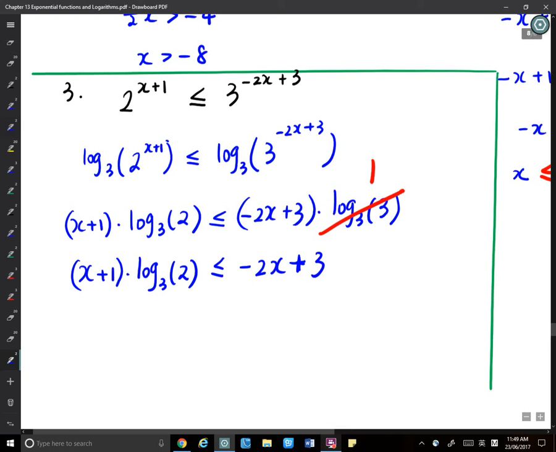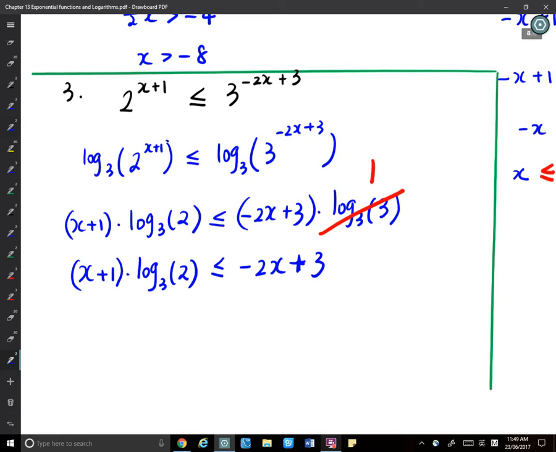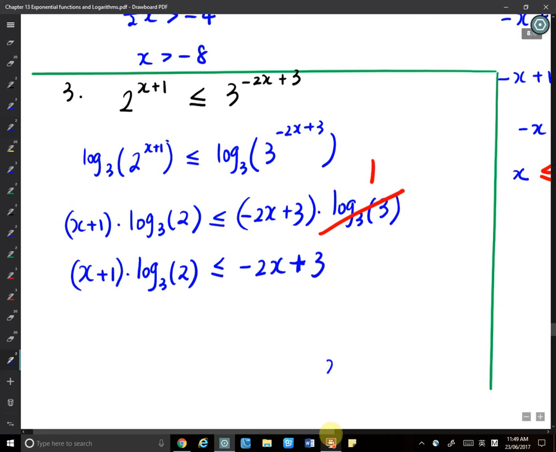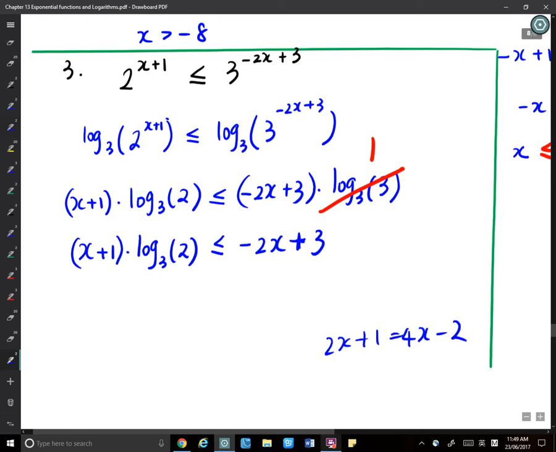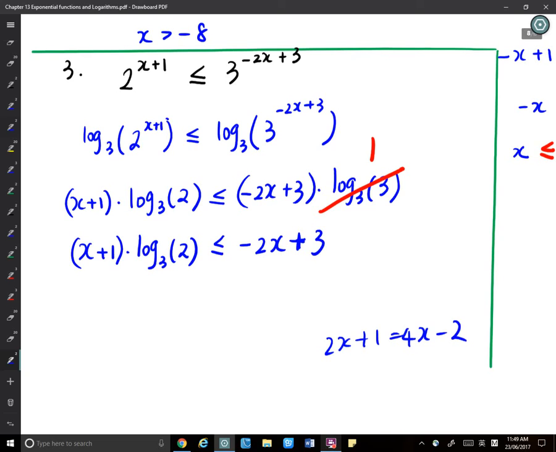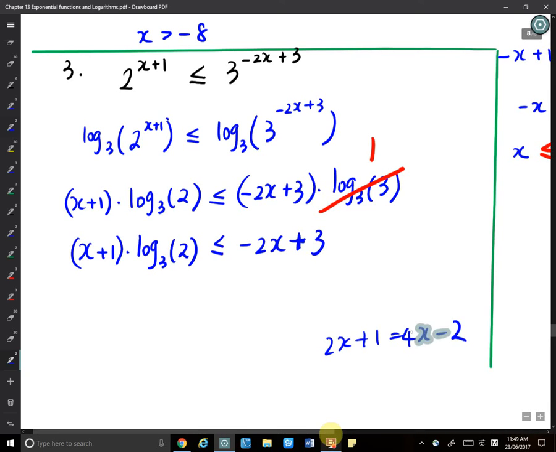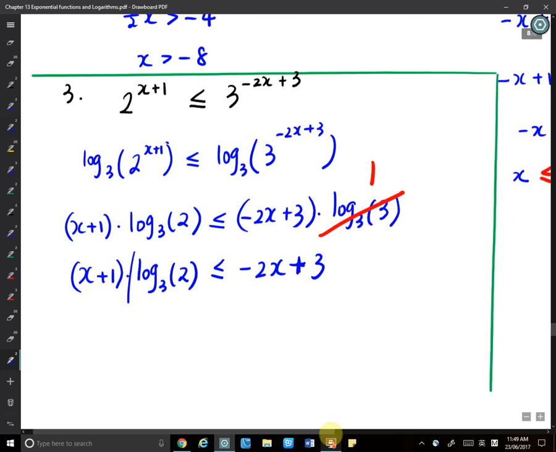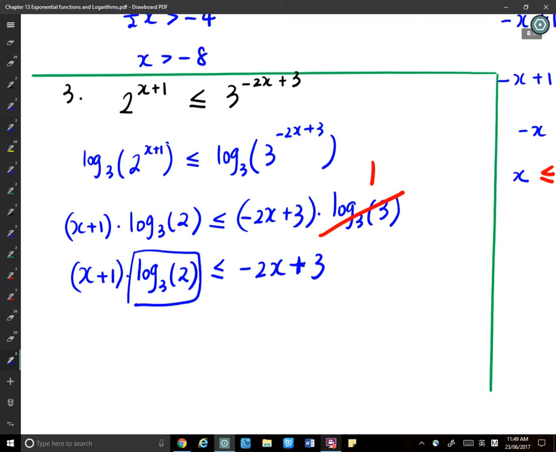When you solve a linear equation, what are you trying to do? Let's say we have 2x plus 1 equals 4x minus 2. What do you move? You move the 4x to the left and you move the 1 to the right. You want to put all the x on one side and all the constants on the other side. You're not going to move constants and x all to one side, you can't solve. So same for this question. Doesn't matter what it is, log 3 of 2 is just a number. It's like 5. Basically you're trying to solve 5 times (x plus 1) equals minus 2x plus 3.